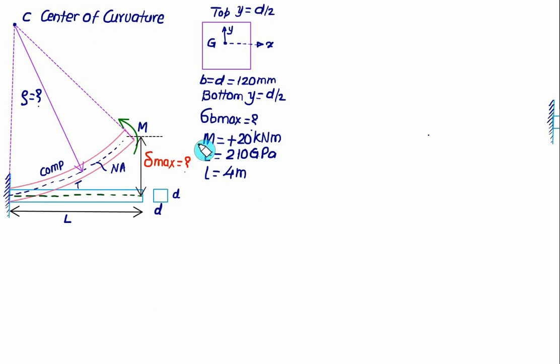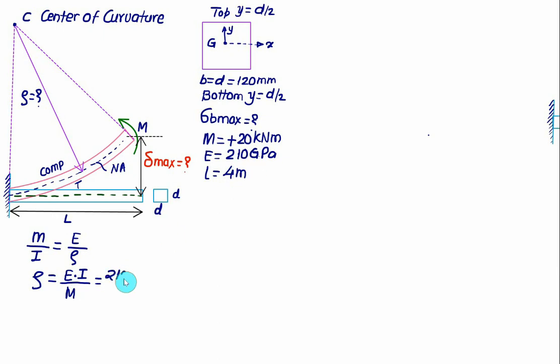Here the value of M is given, the value of E is also known, and for a square section we have I equal to d to the power 4 by 12. So we can calculate the value of rho. For this we'll use the flexure formula. The first term in the flexure formula is bending moment M divided by I equal to Young's modulus E divided by the radius of curvature rho. So the radius of curvature rho equals Young's modulus multiplied by moment of inertia I divided by bending moment M.